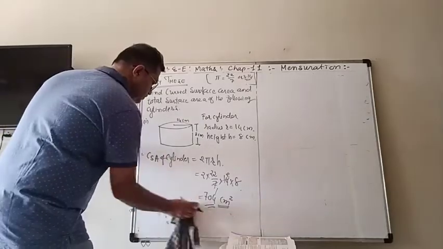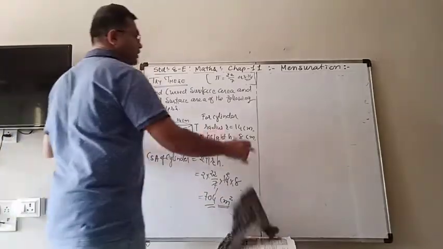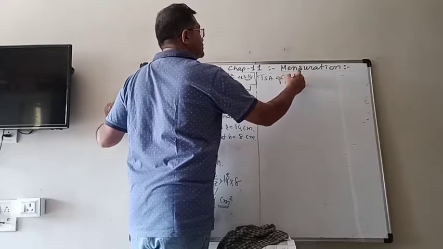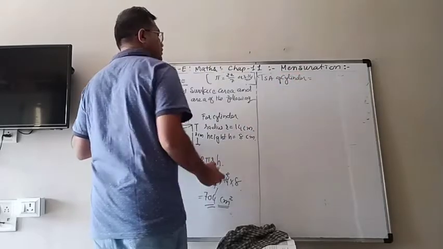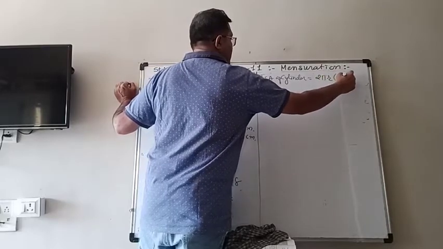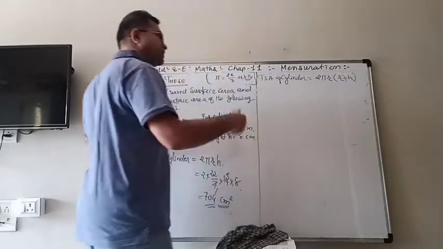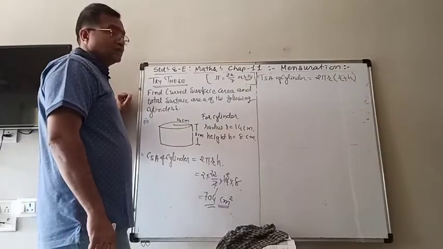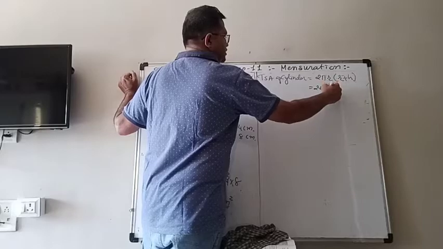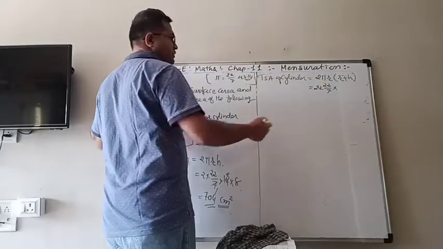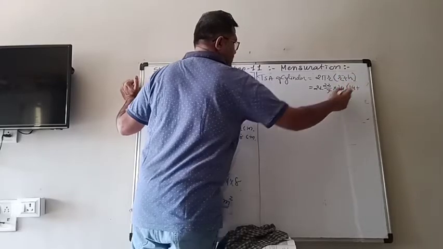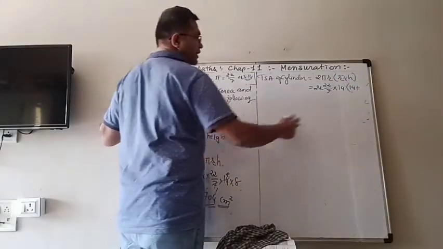We can do on the other side. So now TSA of cylinder. The formula is 2 pi r plus h, or h plus r, same thing. So now 2 multiplied by 22 upon 7 multiplied by 14 into bracket, radius is 14 and height is 8.